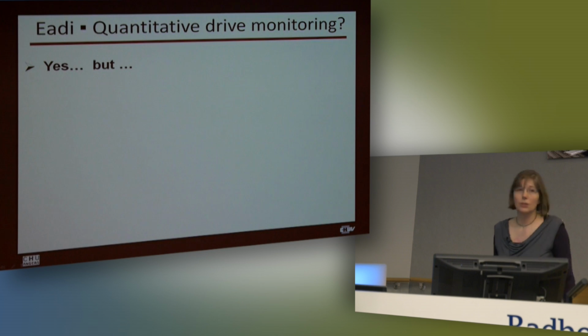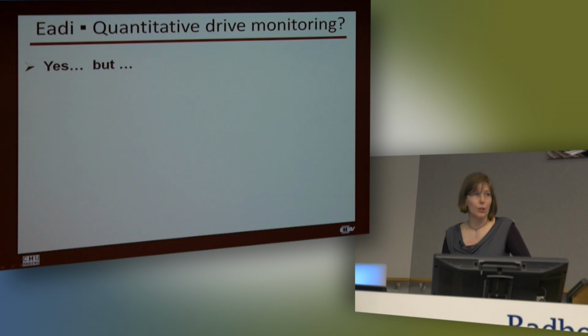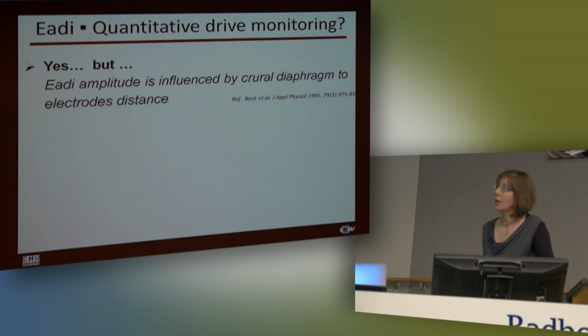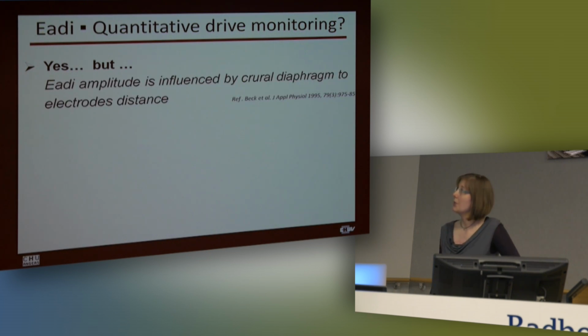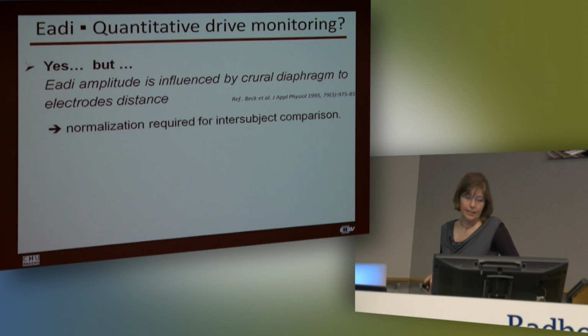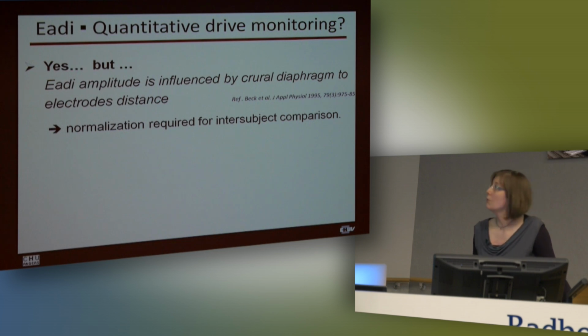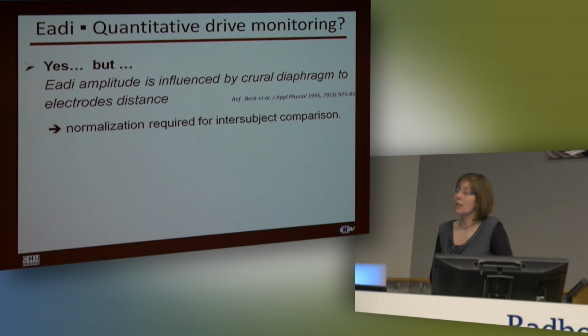Now, what about quantitative monitoring of the respiratory drive? This is a bit more complicated. First, because EADI amplitude is influenced by the distance between the crural diaphragm and the electrodes used to record the activity. And this means that if we want to do inter-subject comparison, we should do a normalization procedure.